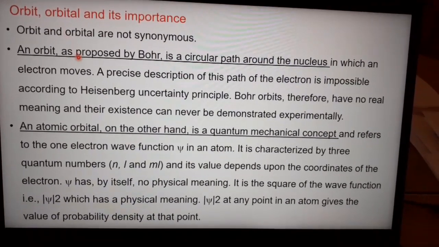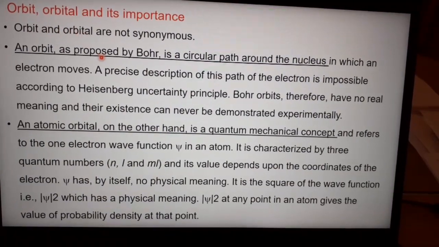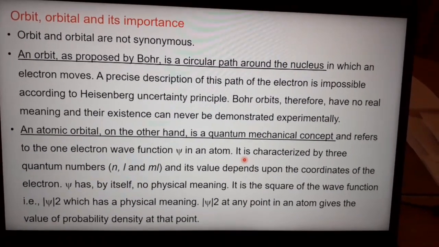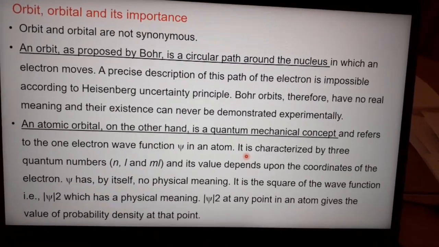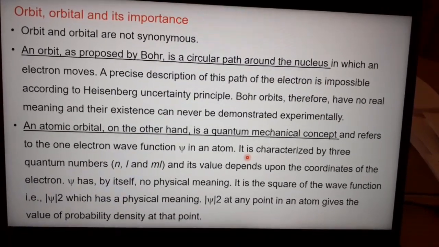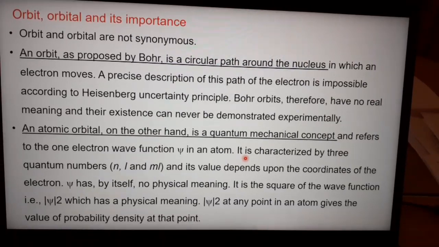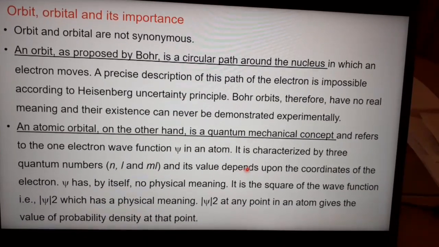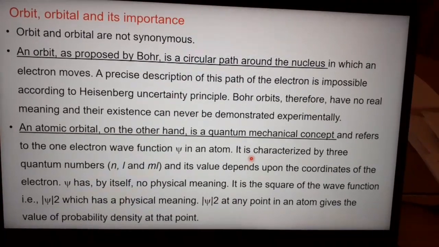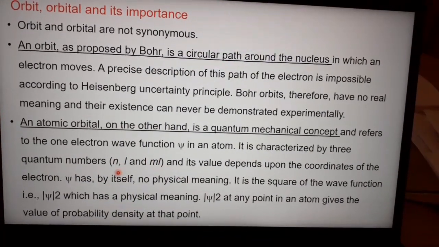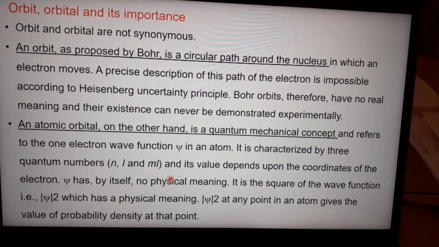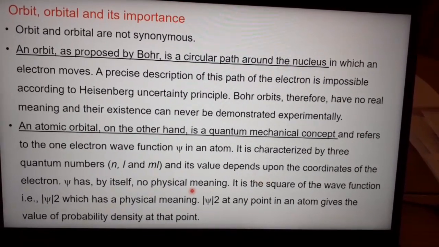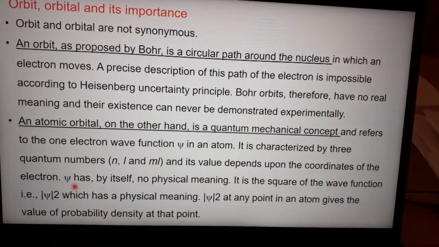So we can say the orbital concept is much more important than the orbit, because it's not actually circular, but has its own shape. Later you will learn that s has a spherical shape, p has a dumbbell shape, and others have different shapes. It is characterized by three quantum numbers, n, l and ml, which we have discussed before, and the value depends upon the coordinates of the electron along different axes.